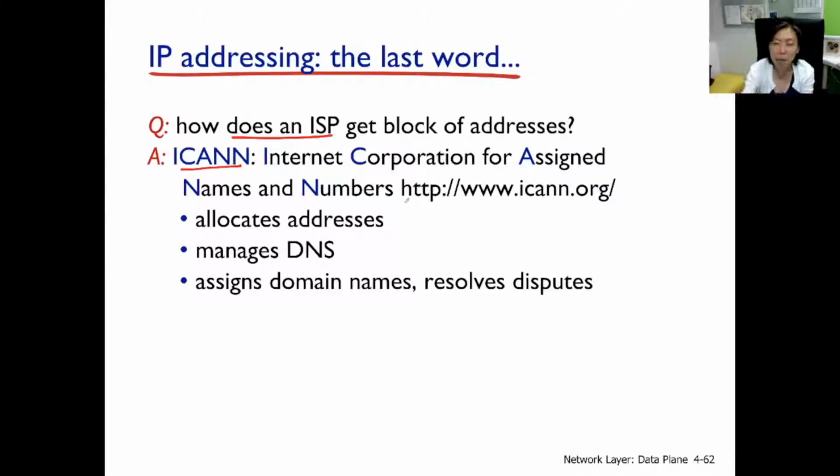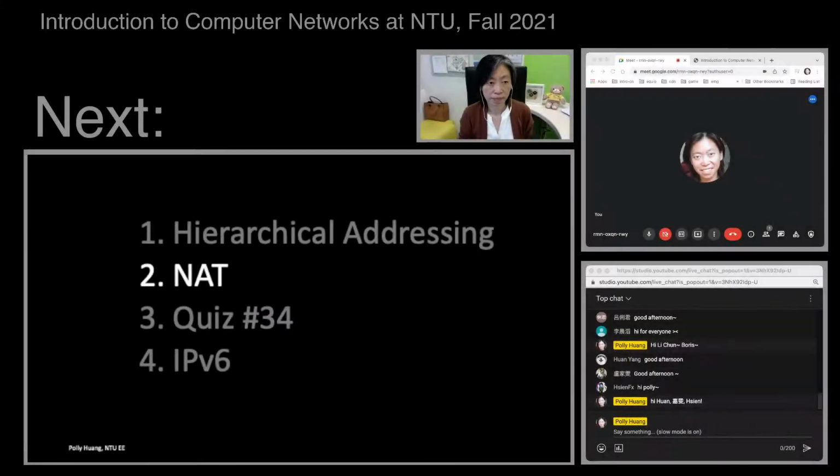This is a non-profit organization overseeing the allocation of the IP addresses, the allocation of the domain names, and also managing the domain name servers. So a very important organization. We normally don't know it. Only the people who know about the internet know a little bit about ICANN. All right, so what do you know? The IP address structure is actually cool.